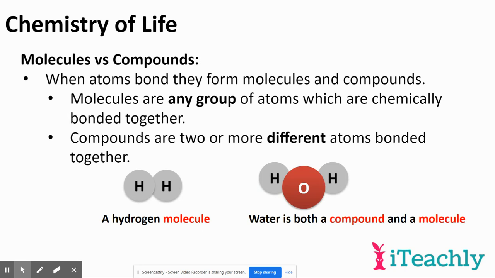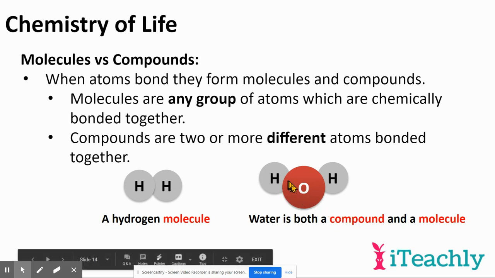So when atoms bond, they form molecules and compounds. Molecules are any group of atoms that are chemically bonded together. Compounds are two or more different atoms bonded together. Basically, all compounds are molecules, but in order to be a compound, you have to have a different atom. So this is a molecule, and this is also a molecule, but this is considered a compound because it has oxygen and hydrogen in it.